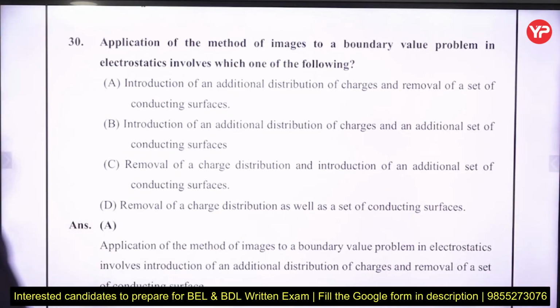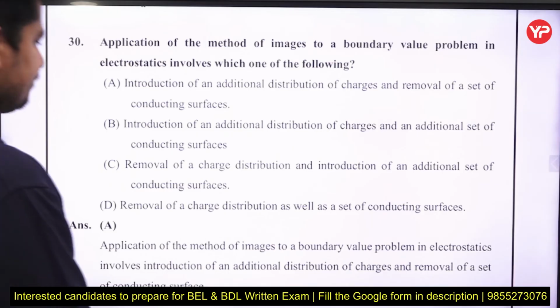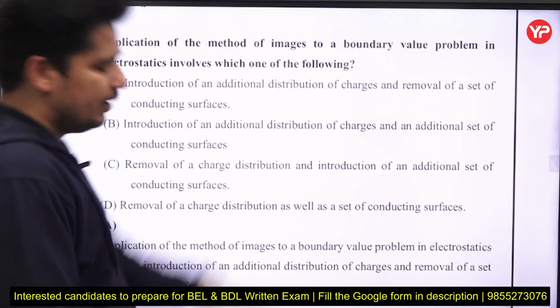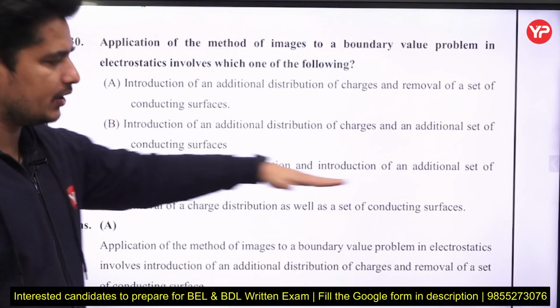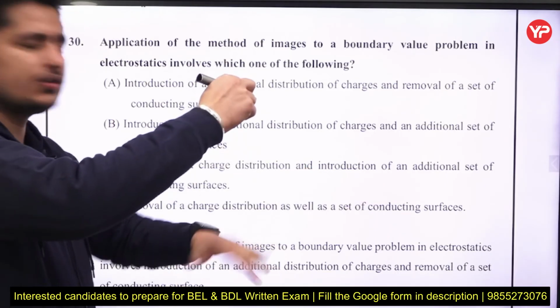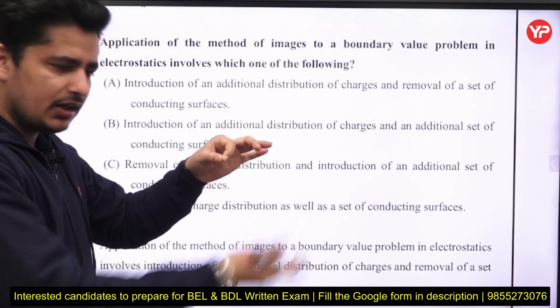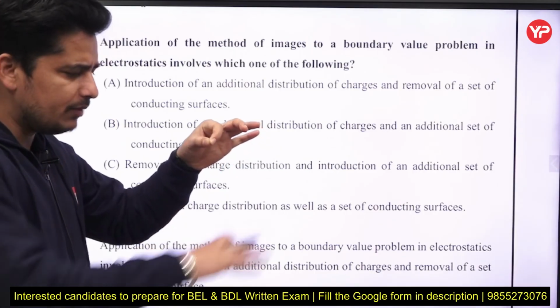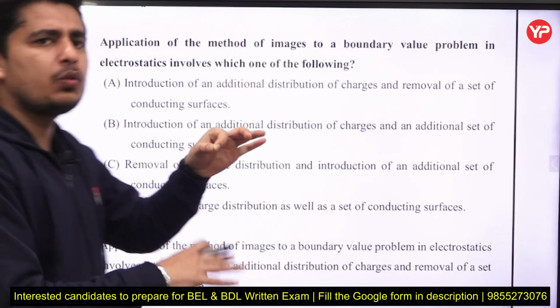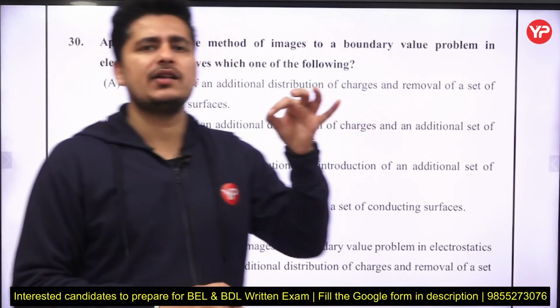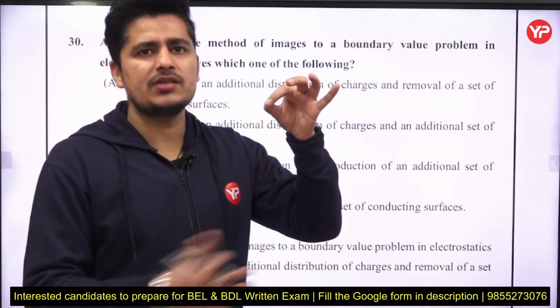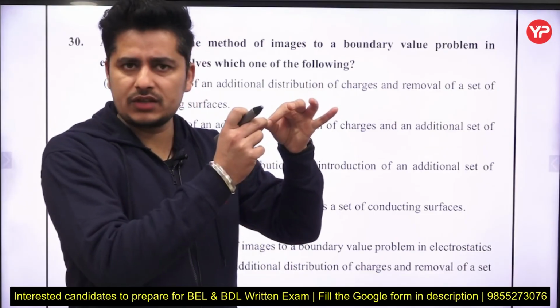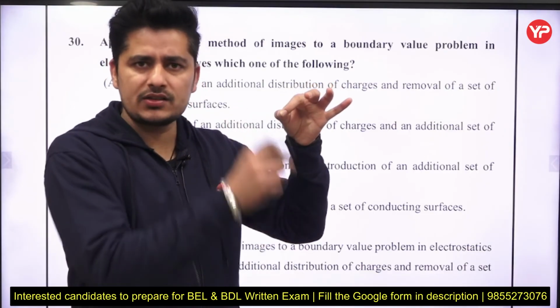Application of the method of image charge to the boundary value problem in electrostatics involves which of the following? See, whenever we are talking about the image charge, right? Let us take you have a perfect conducting ground here, and you put a charge here. This charge attracts the electrons from the ground, so there will be negative charge on the surface. But we can't analyze that directly. So what can we do? There is the image charge method. It says that this is the positive charge at a distance, let us take r distance above this ground.